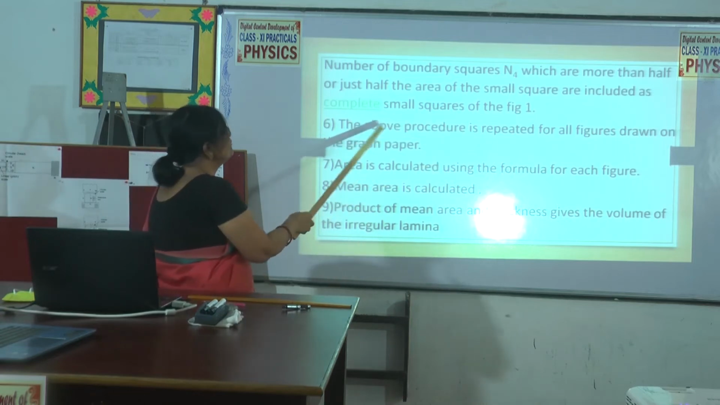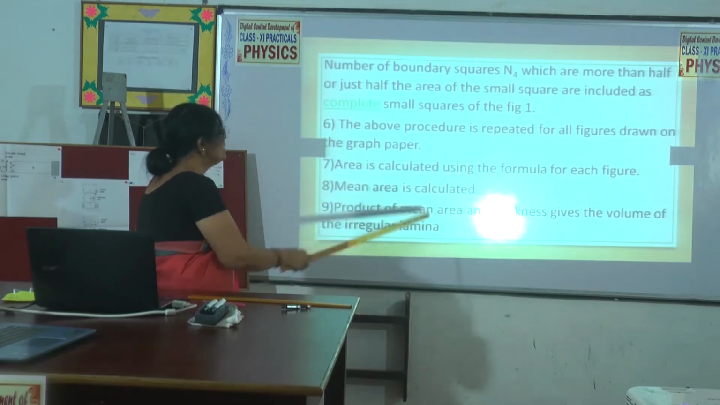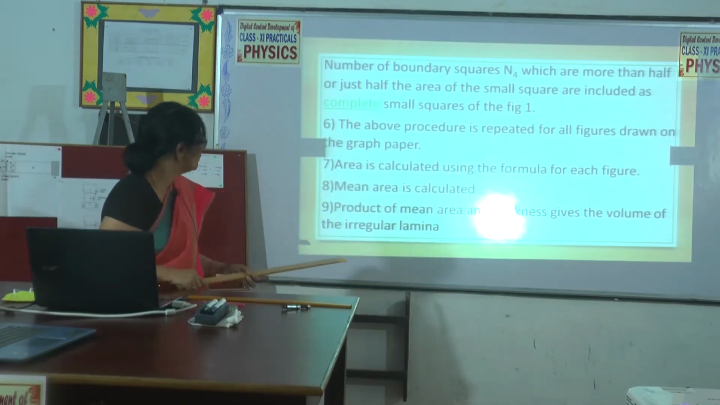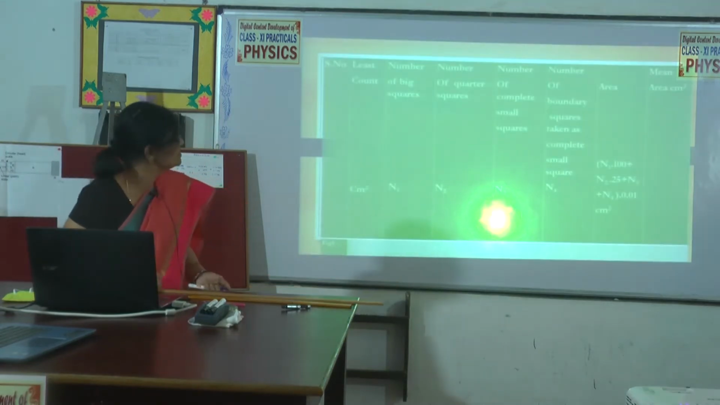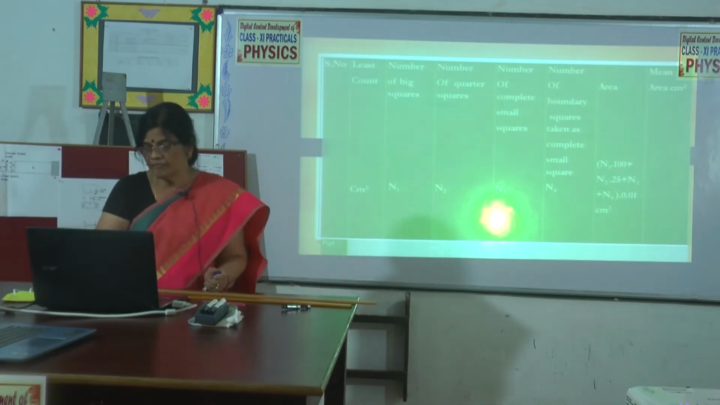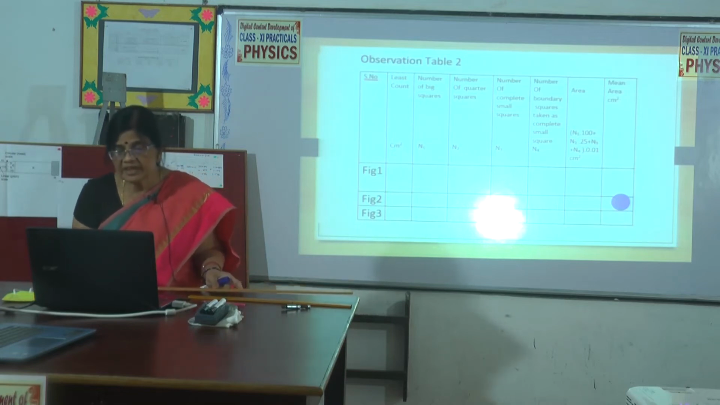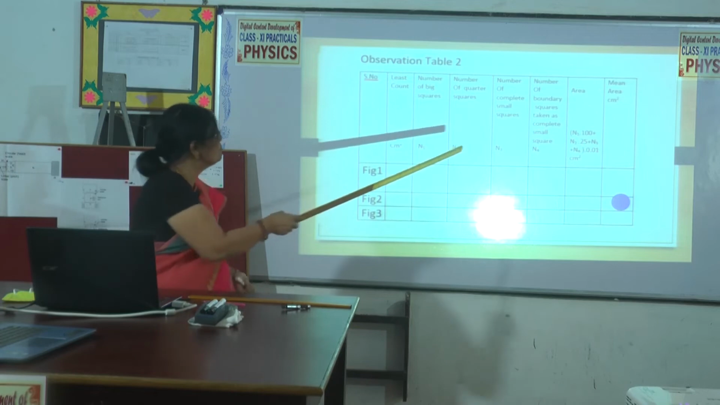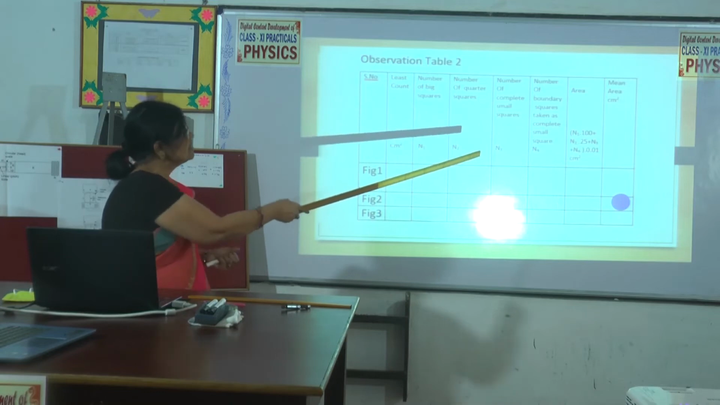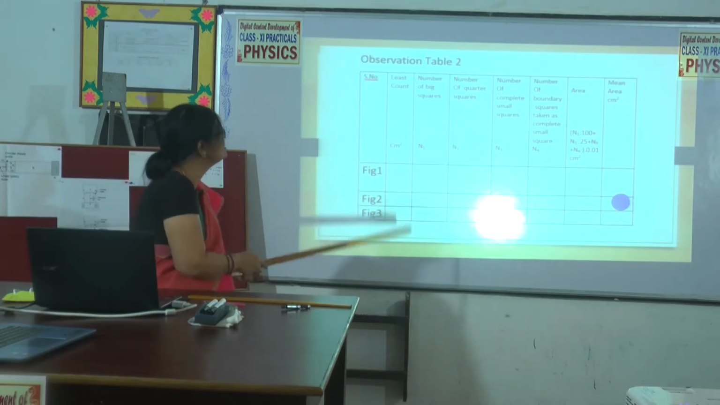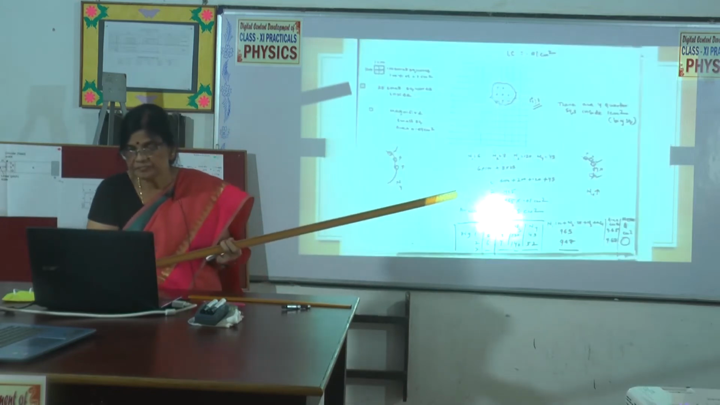The above procedure is repeated for all such figures drawn on the graph paper, then the area is calculated using the formula and the mean area is calculated. So the product of the mean area and the thickness gives the volume of the irregular lamina. This is the procedure. And what is the table? You have the least count, number of big squares N1, number of quarter squares N2, number of complete small squares N3, number of boundary squares taken as complete squares N4, and then area N1 into 100 plus N2 into 25 plus N3 plus N4 into 0.01, where 0.01 is the least count written here. Then the mean area for the figures.